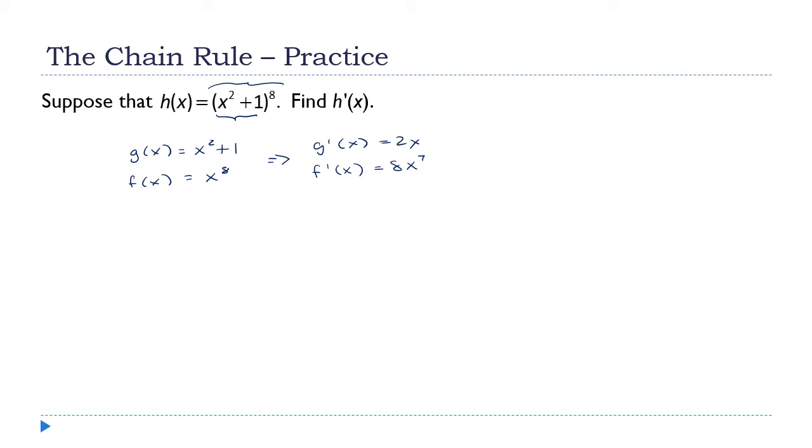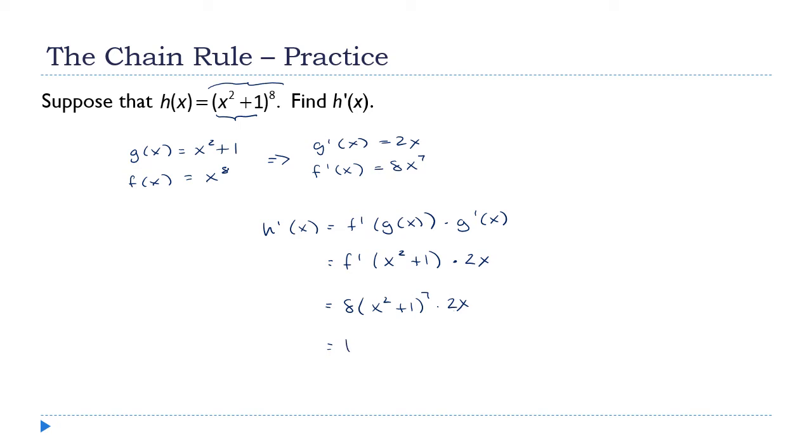All right, so now let's do the chain rule. Chain rule says h prime of x is f prime of g of x times g prime of x. So let's see, g of x is x squared plus 1, g prime is 2x. And let's put x squared plus 1 into f prime. We get 8 (x squared plus 1) to the 7th times 2x. And now let's just combine the stuff outside here. This is 16x times (x squared plus 1) to the 7th.